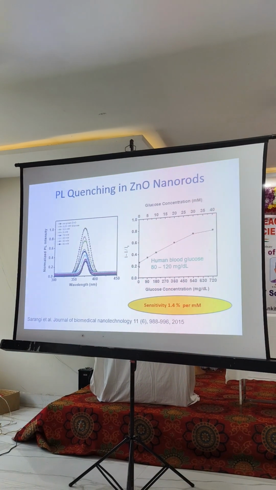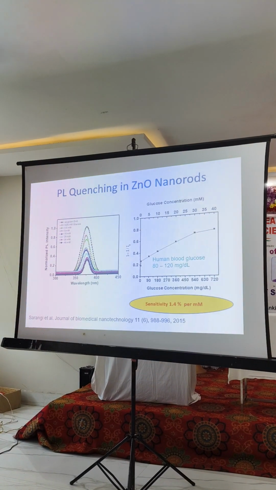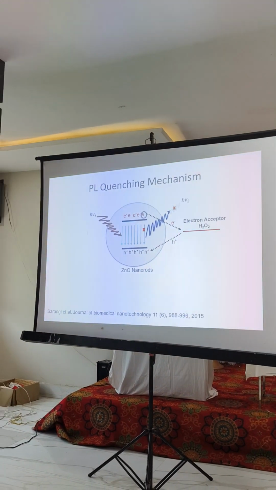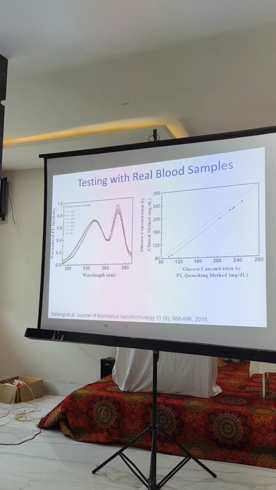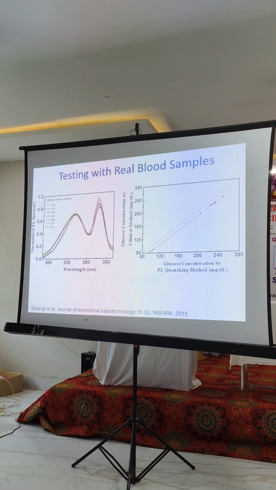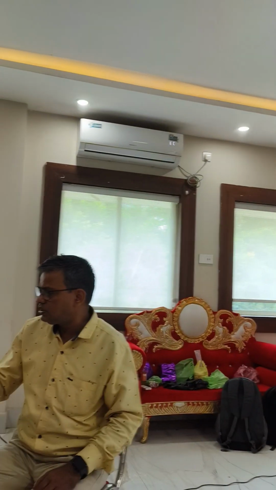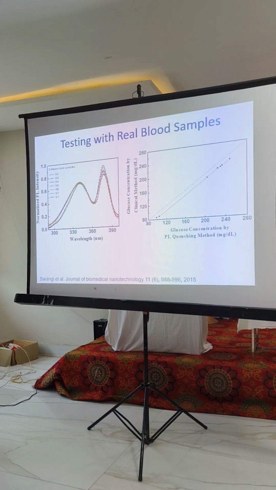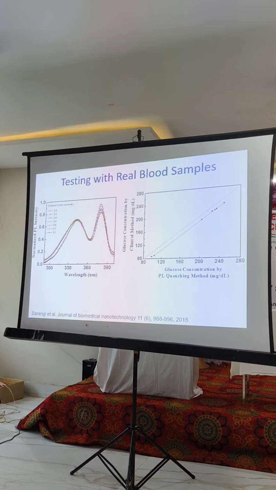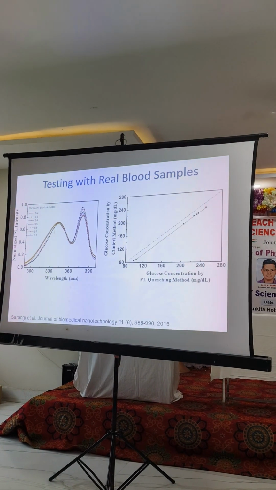And the same serum we used in our laboratory, we used our method. And we found this is the result, that the quenching is very linear. If you see, this is the glucose concentration by the pH quenching method. This is the glucose concentration by the clinical method. The y-axis is clinical data, upper hospital data, and my x-axis is my data. If you see, the result is very linear, which means it is matching.